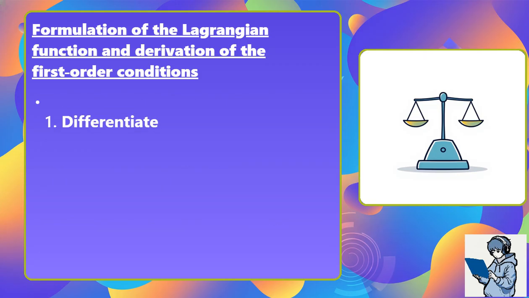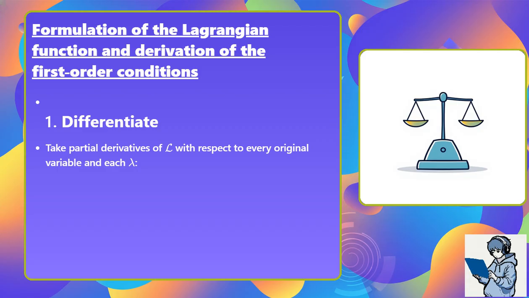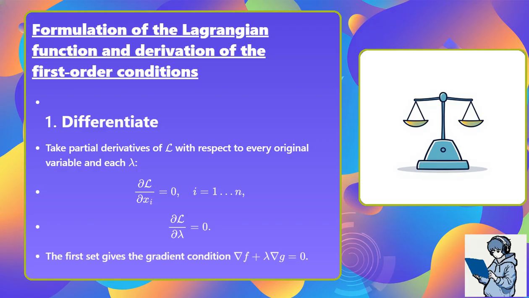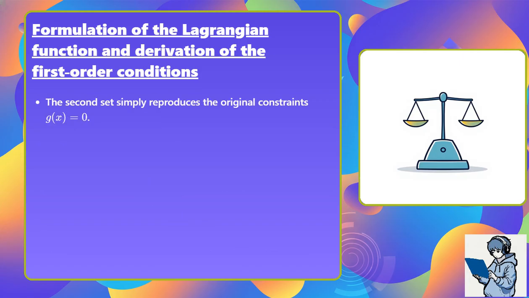2. Differentiate. Take partial derivatives of L with respect to every original variable and each lambda. Partial of L with respect to x_i equals 0, for i equals 1 through n. Partial of L with respect to lambda equals 0. The first set gives the gradient condition nabla f + lambda nabla g = 0. The second set simply reproduces the original constraints g(x) = 0.